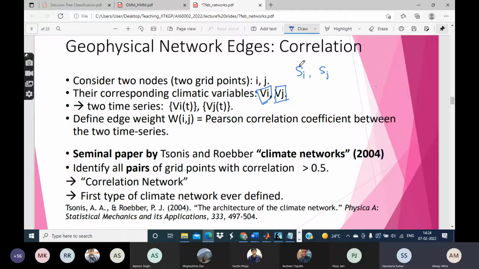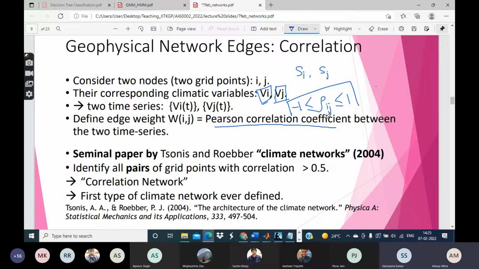As I was mentioning earlier, if you consider any single node, you will get a sequence of observations. So at node I, you will get this kind of time series, and at node J also, you'll get this kind of time series. Whenever you have two sequences of equal length, you can always calculate the Pearson correlation coefficient between the two. As we know, it's denoted by rho, in this case rho ij, and it's a value which lies between -1 and +1.